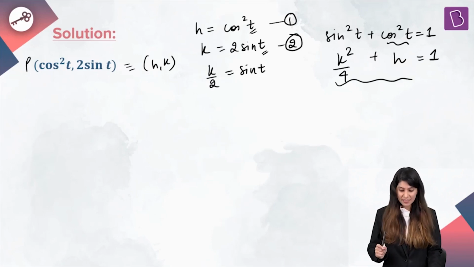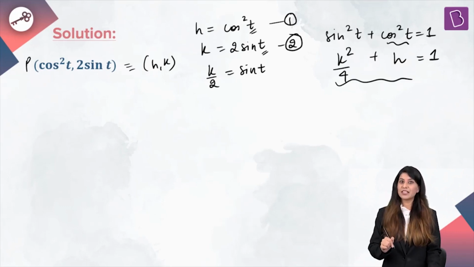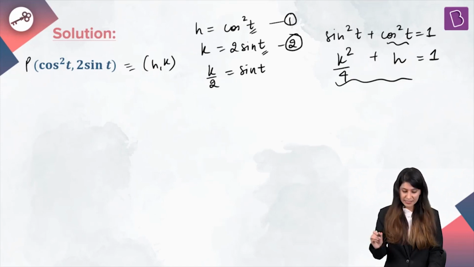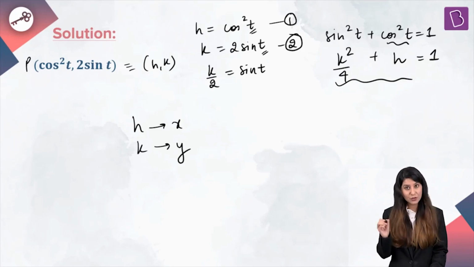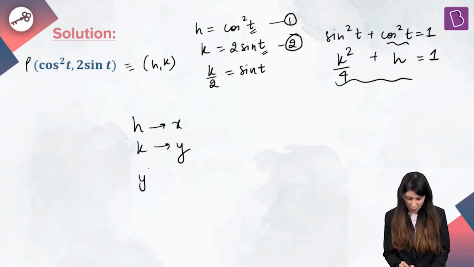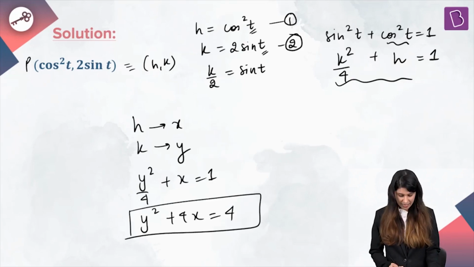And the moment you get the relation between h and k, which is free from parameter t, this is the locus itself. This particular equation will give you the locus of point P. You just need to replace h by x and k by y. If you do that, what will you get? y square by 4 plus x is equal to 1. If you simplify this, what would you get? y square plus 4x is equal to 4. This is the locus. Yes?